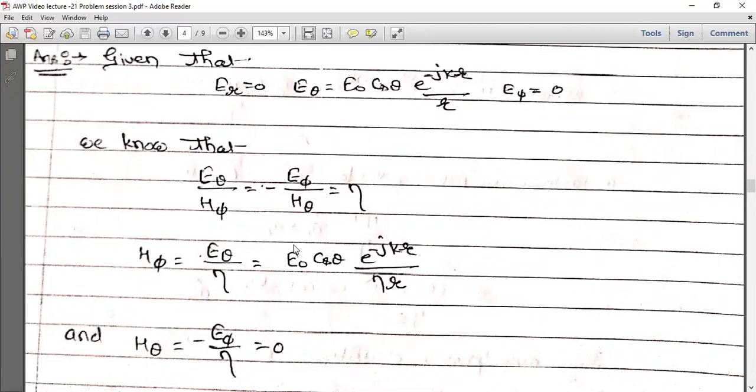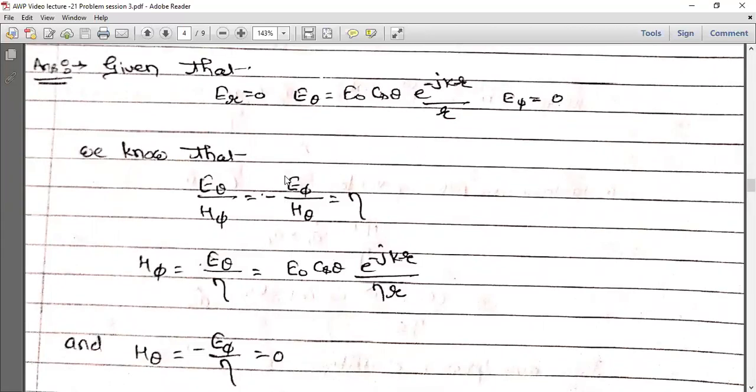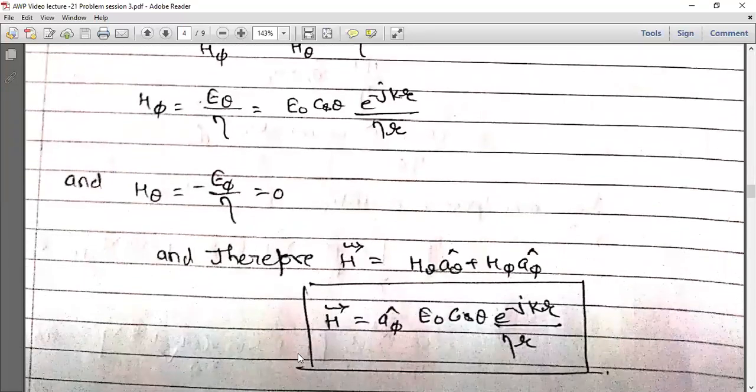Okay. Now again using the second term, minus E phi upon H theta equals eta will give you H theta equals minus E phi by eta. Since E phi is given to you as 0, the H theta component is also 0. Correspondingly, the magnetic field intensity is having just a single phi component. And that phi component can be written as E0 cos theta e to the power minus j k r upon eta r.